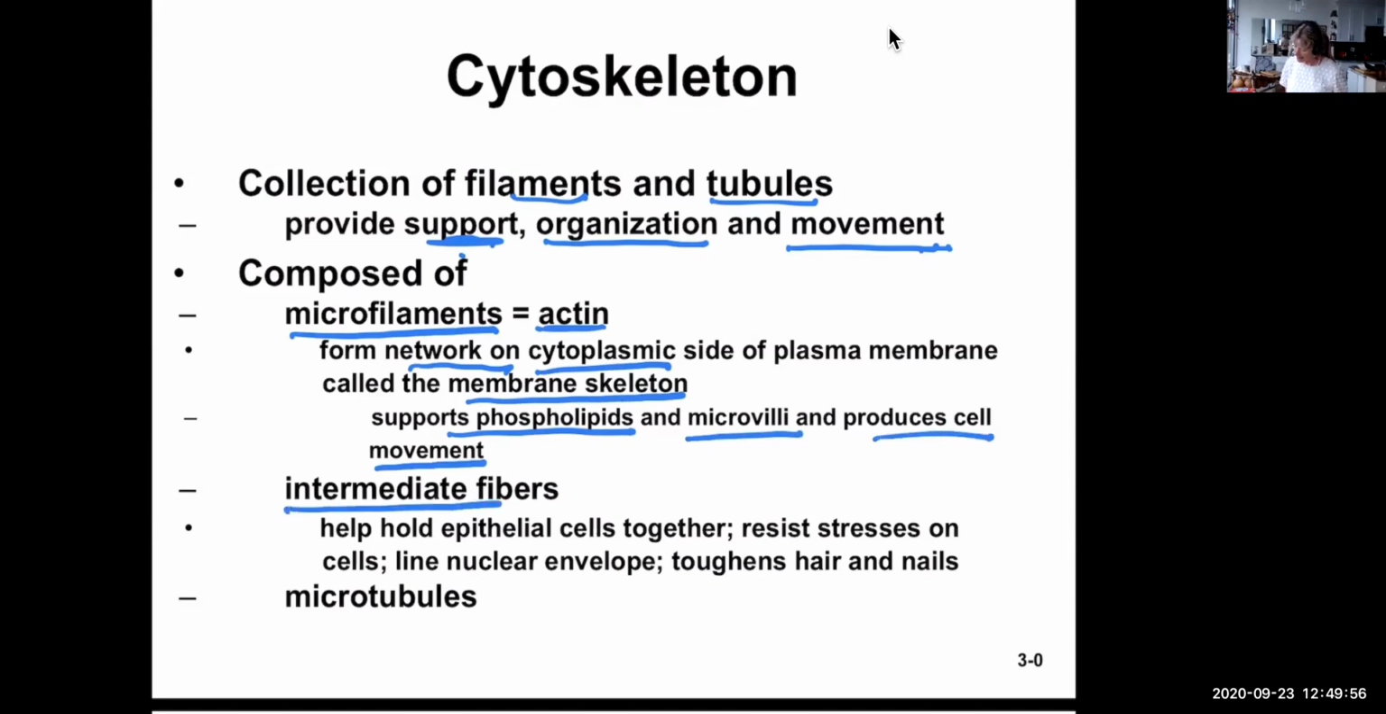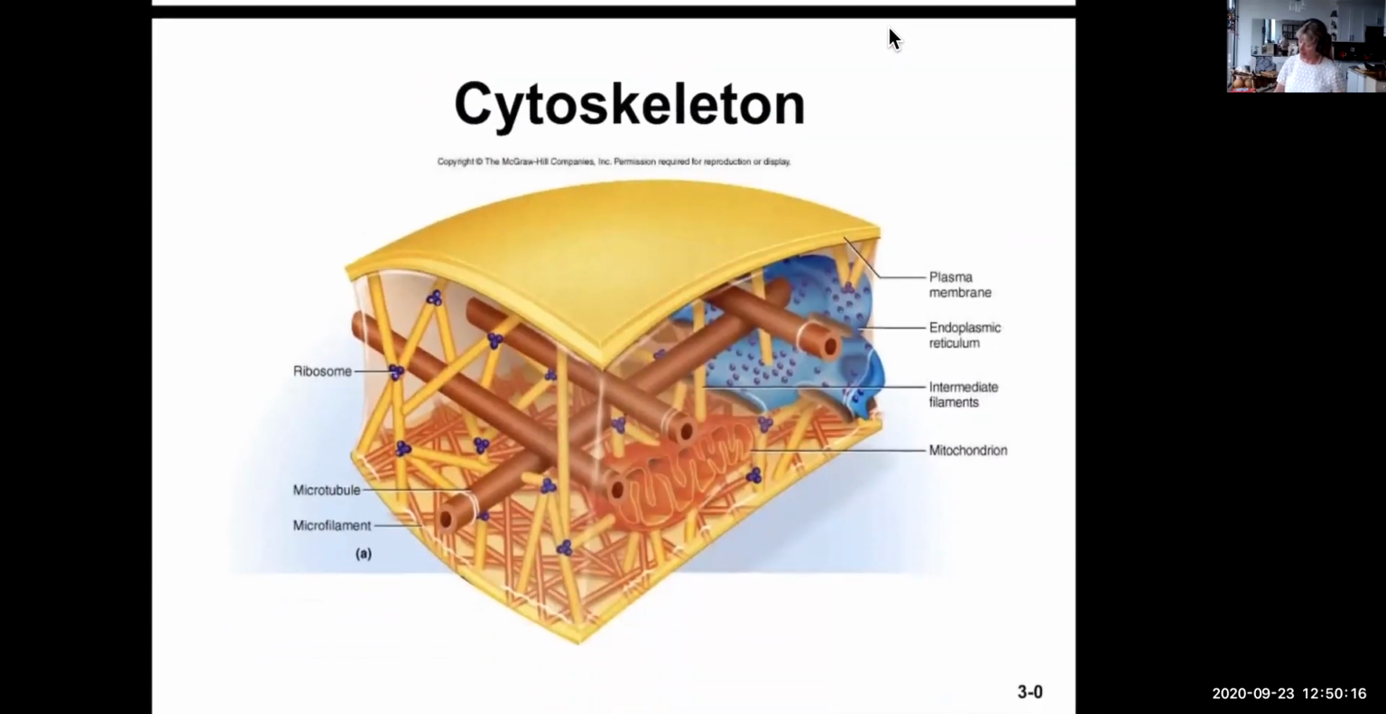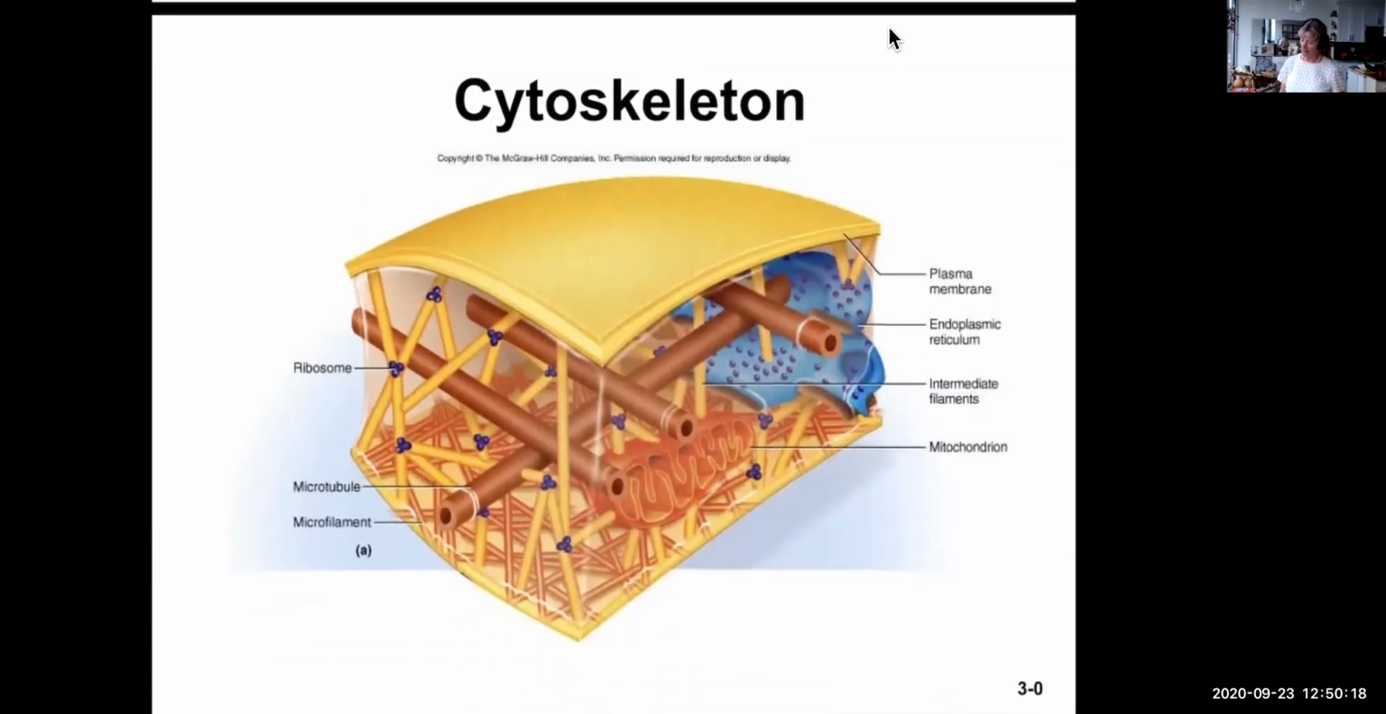Intermediate fibers, part of the cytoskeleton, hold epithelial cells together, for example. They resist stresses on cells, so they keep the cells from breaking up. They line the nuclear envelope, and they toughen your hair and nails. Microtubules are the larger parts of the skeleton. So here's a microtubule. It's quite large.